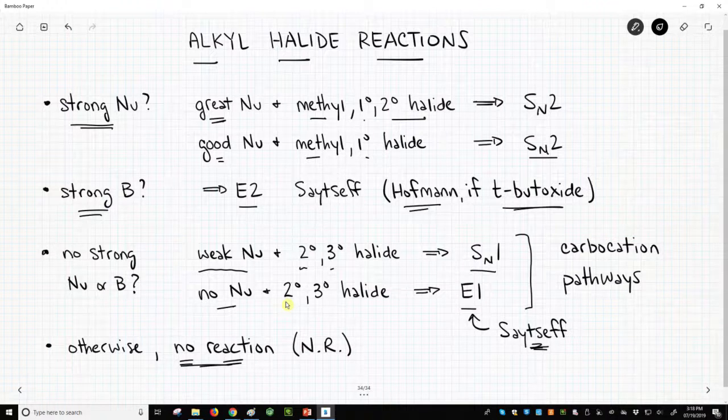Notice that the last possible outcome is an E1 reaction. You have to fail all these other questions to get to the E1. Don't guess E1. If you don't know what's going to happen and you think something's going to happen, don't guess E1, because E1 is a really uncommon outcome. However, this is the line of thinking you should follow as you evaluate what type of reaction will occur with your alkyl halide.